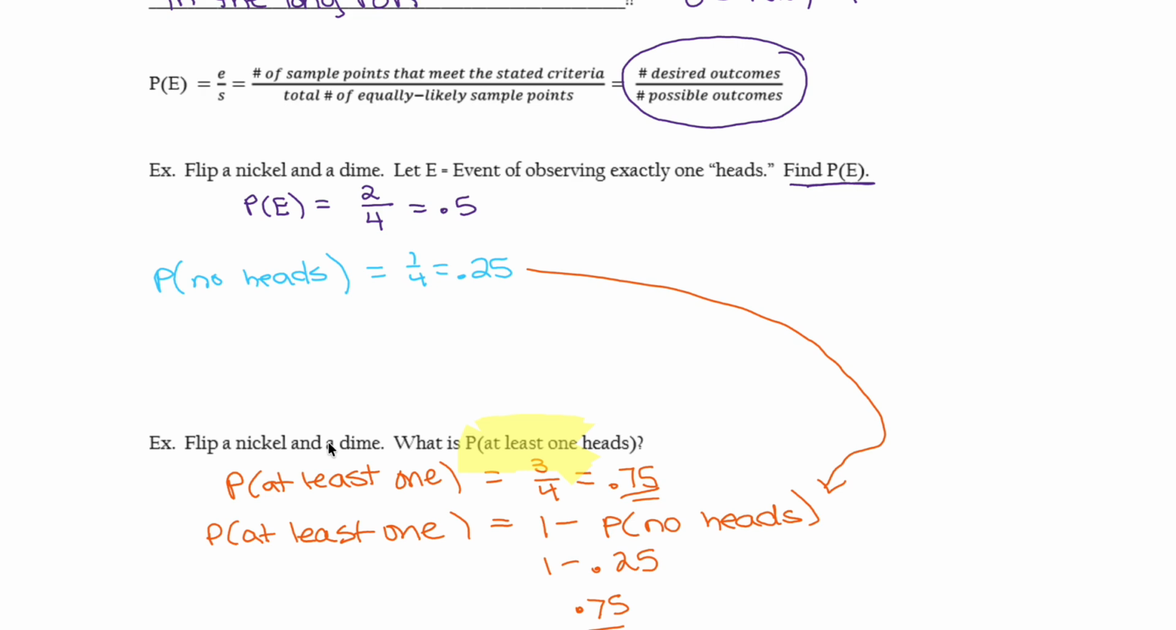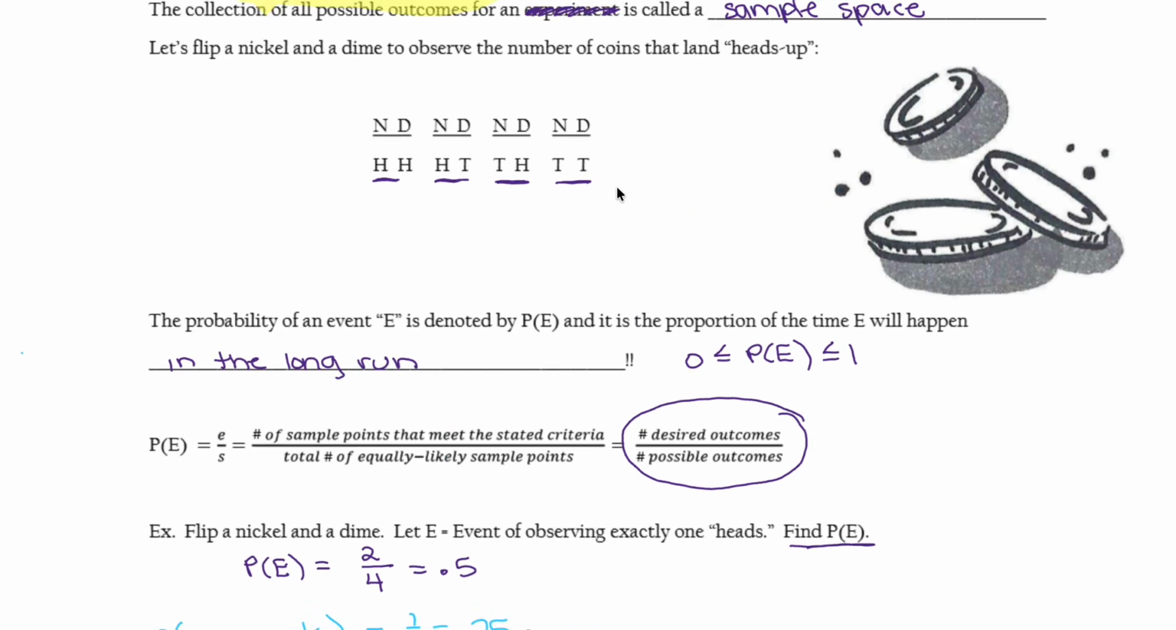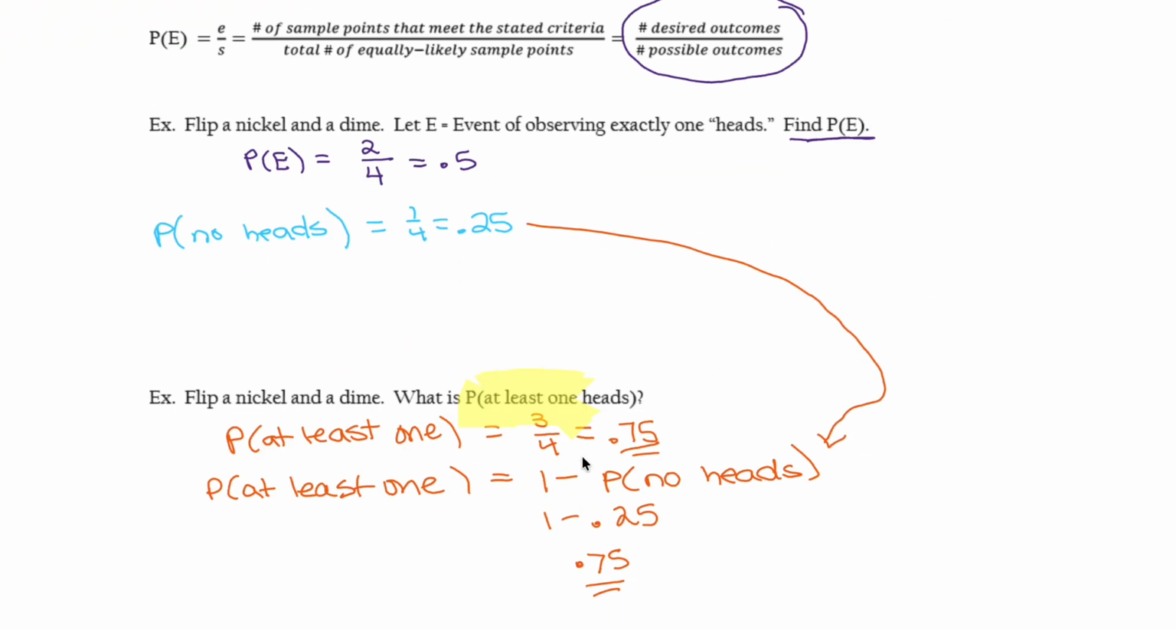Another example, flip a nickel and a dime. What is the probability of getting at least one head? At least one head meaning we get 1 head or 2 heads. So that's 3. So 3 over 4 is 0.75. Therefore, the probability of getting at least 1 head will be 0.75.